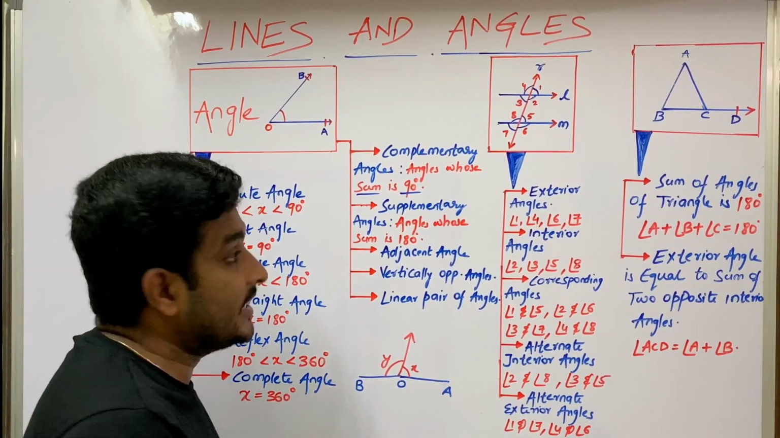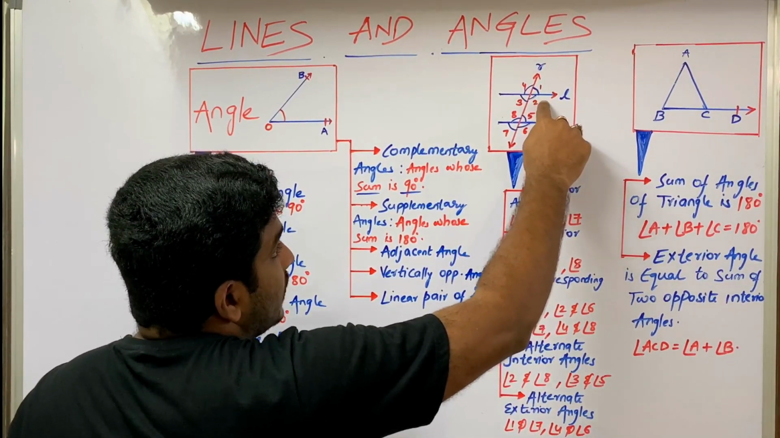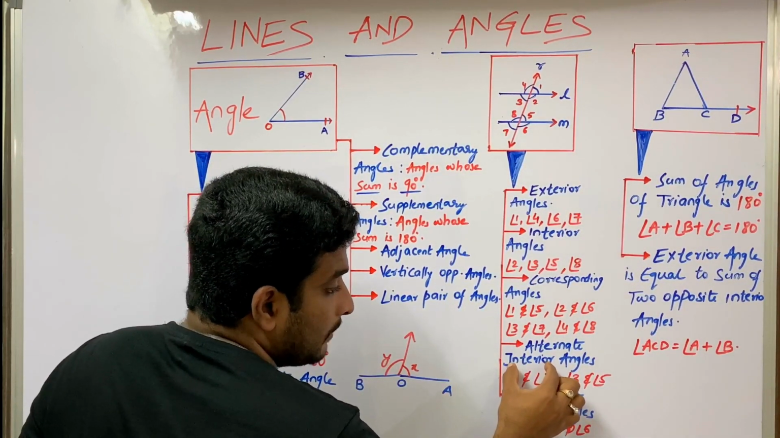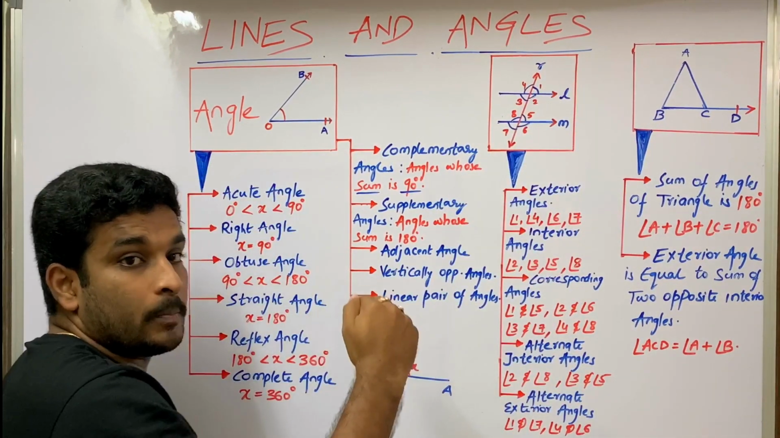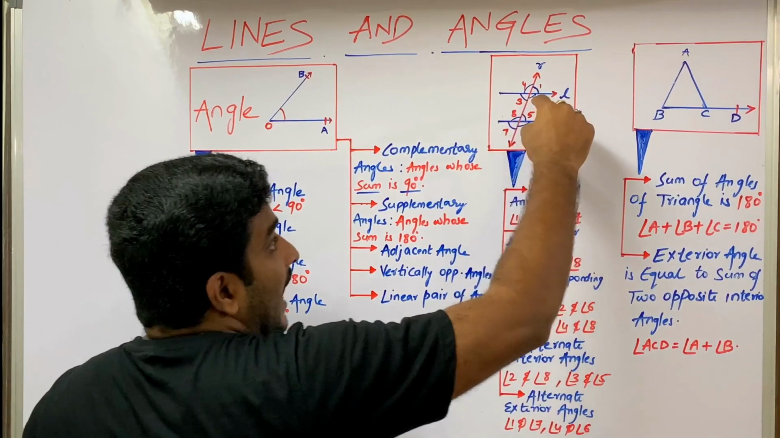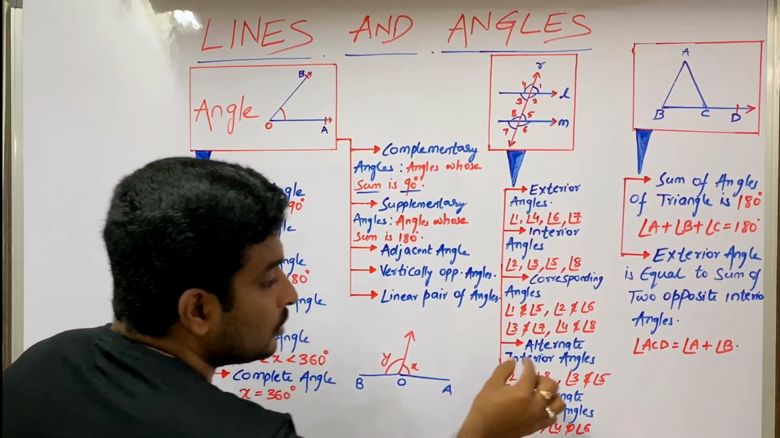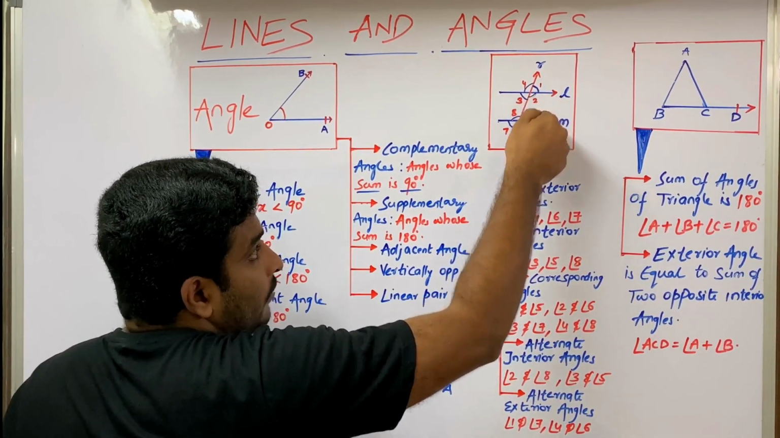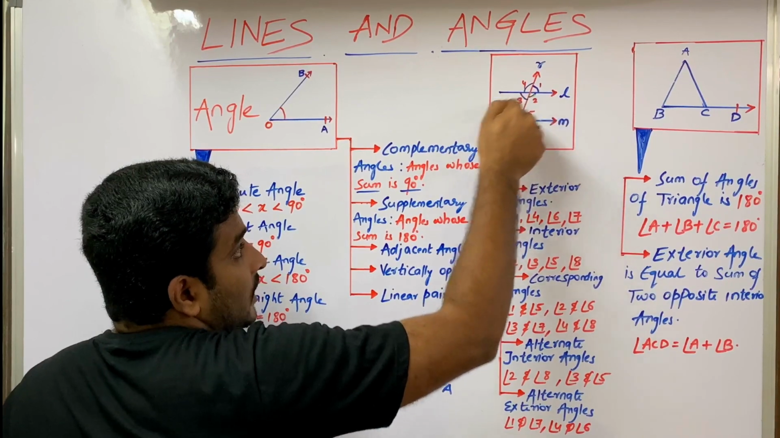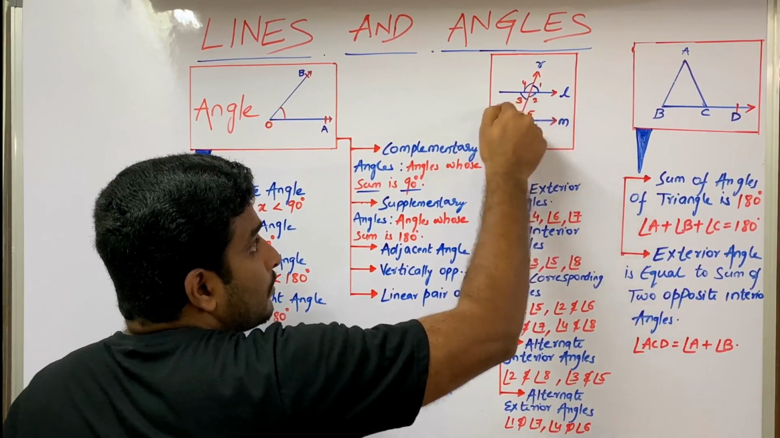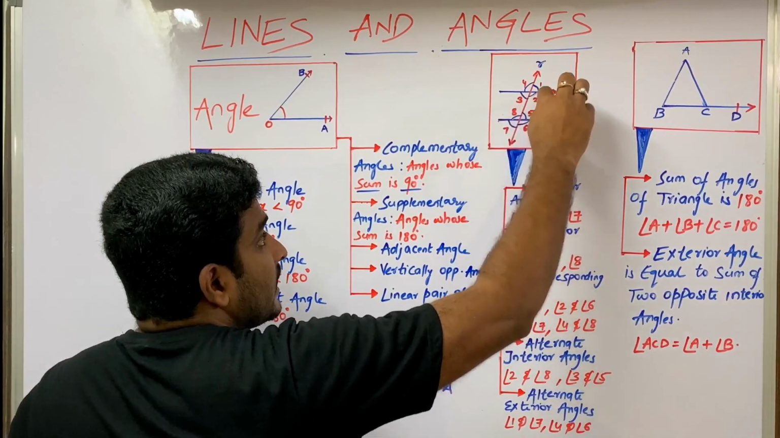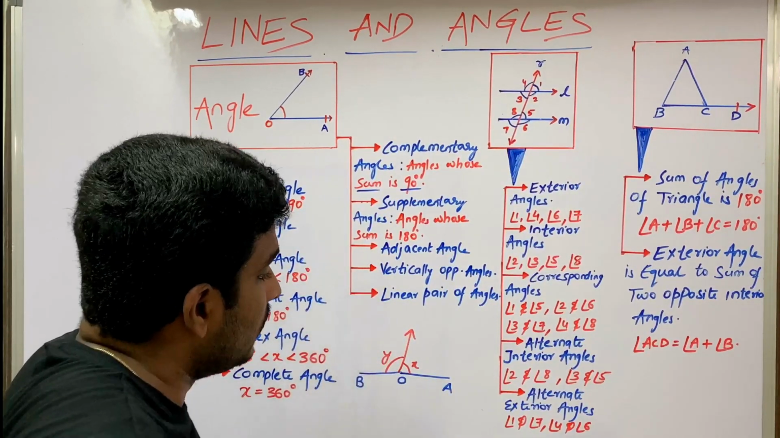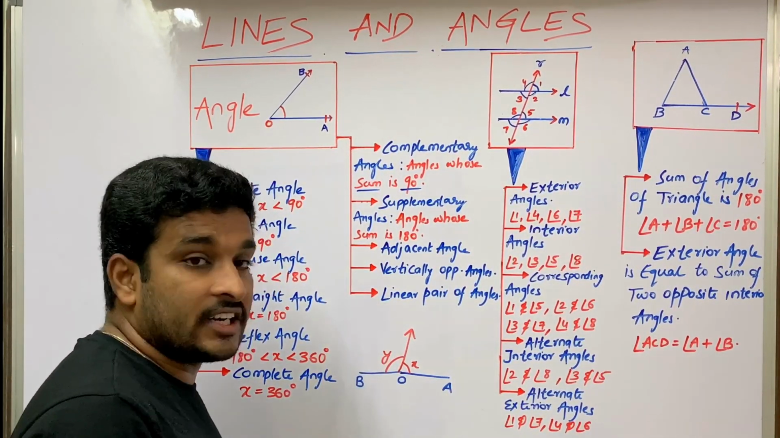Now comes alternate interior angles. Alternate interior angles are angle 2 and angle 8, angle 3 and angle 5. By the name interior, the angle should be inside the two parallel lines. By the name exterior, the angle should be outside the two parallel lines. Coming to the concept of alternate, alternate means the angles are on alternate sides. These two are alternate to each other. That's why the names are alternate interior angles and alternate exterior angles. This is the concept of alternate interior and alternate exterior angles.